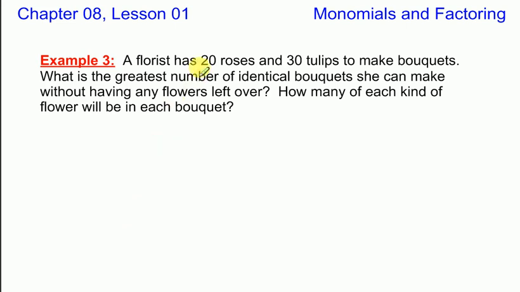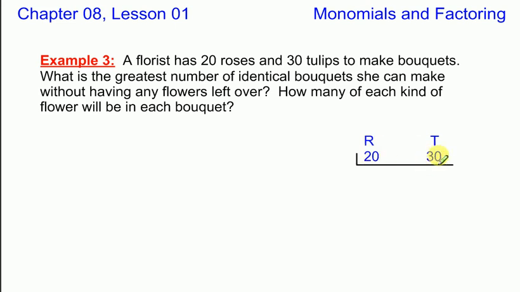All right, a florist has 20 roses and 30 tulips to make bouquets. What is the greatest number of identical bouquets that she can make without having any flowers left over? And then how many of each kind of flower will be in each bouquet? All right, which means we need to find the greatest common factor here. Our roses and tulips. 20 roses, 30 tulips.